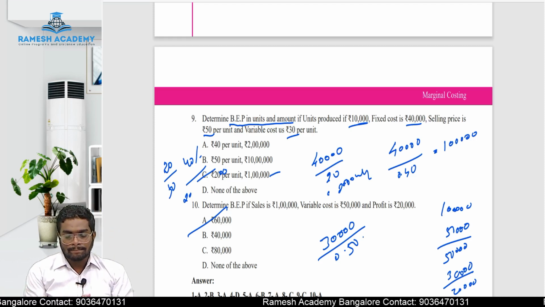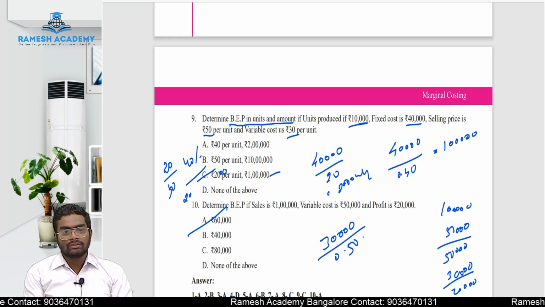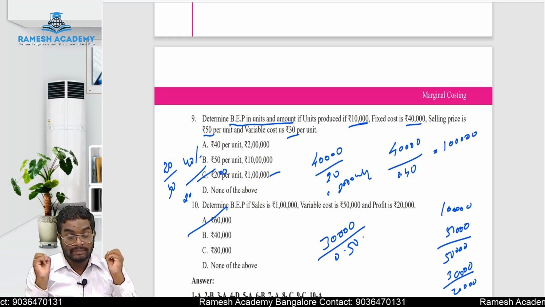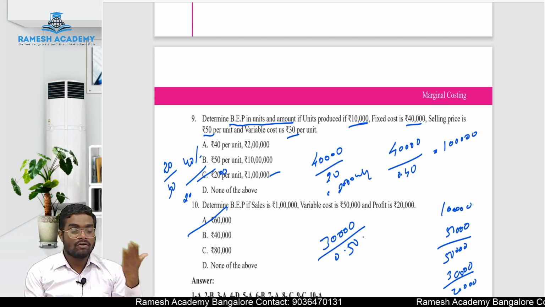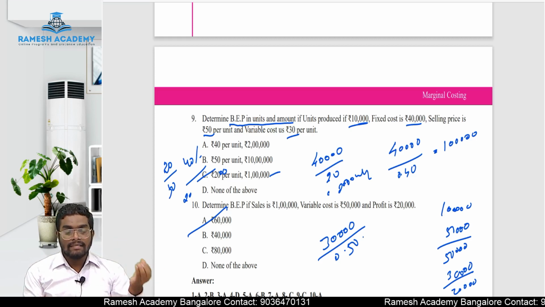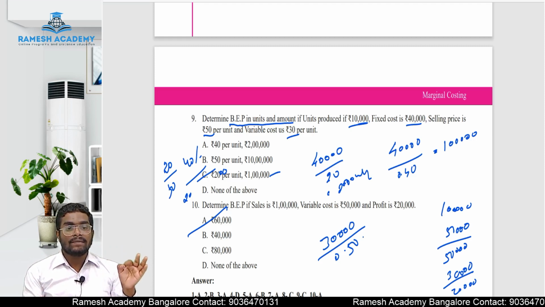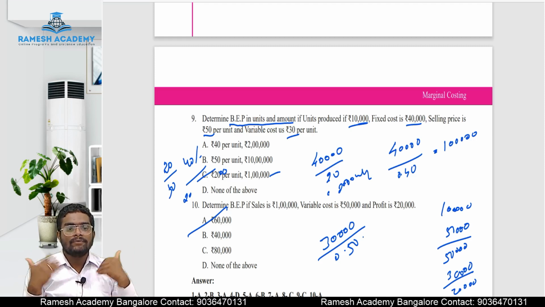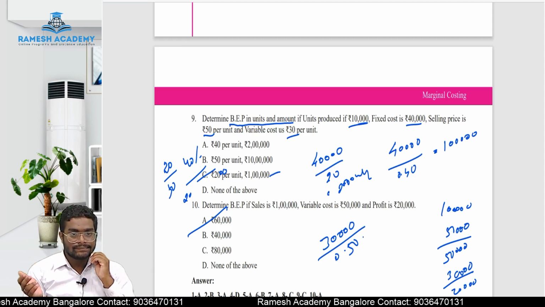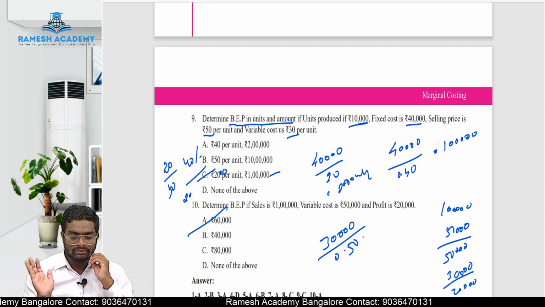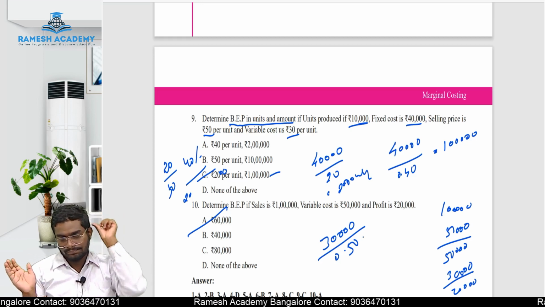If you can see, 50,000 is variable cost, 20,000 is profit. Remaining 30,000 should be fixed cost only. There is no other chance as per the income statement. So I got the fixed cost as 30,000. Next, the formula to calculate PV ratio is nothing but contribution by sales. Here contribution is 50,000 divided by the sales into 100, we will get 50%. So my answer is A.